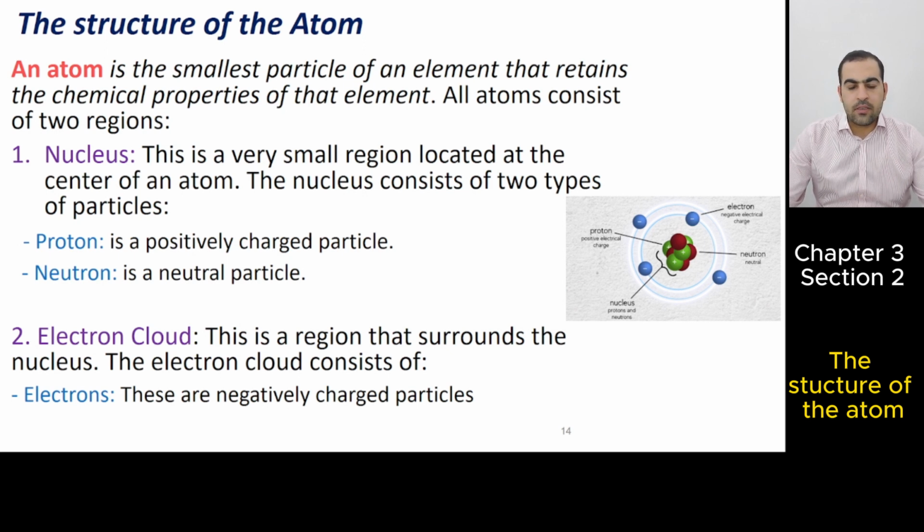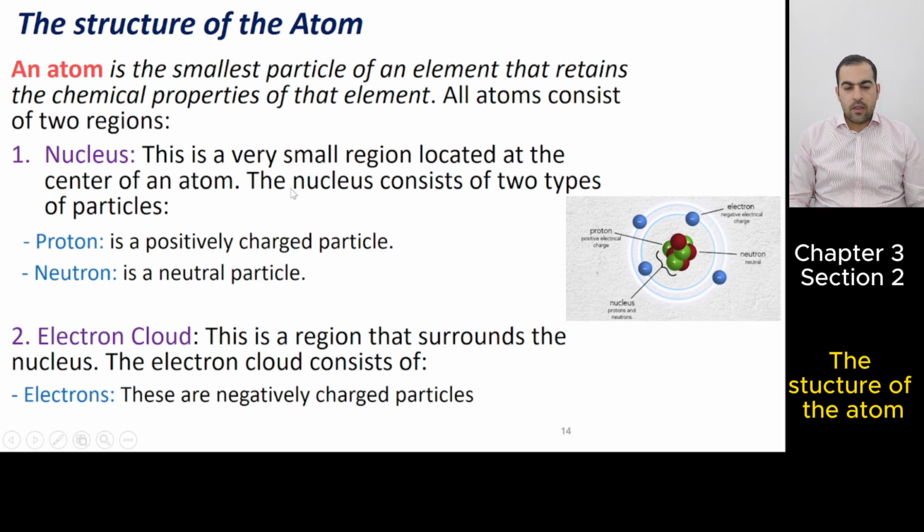All atoms consist of two regions. The first one is the nucleus, and the second one is the electron cloud. Nucleus. This is a very small region located at the center of the atom. Look at this diagram on the right side. This is the nucleus, okay? And it is very small compared to the size of the atom.